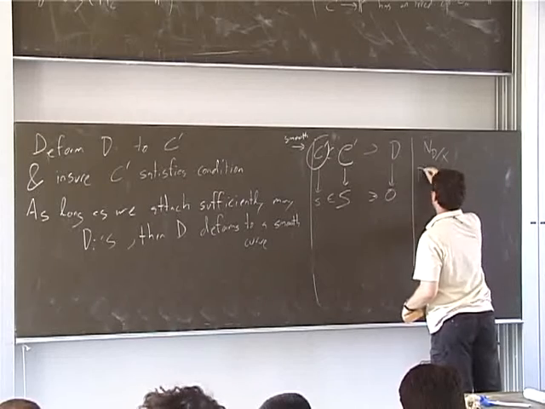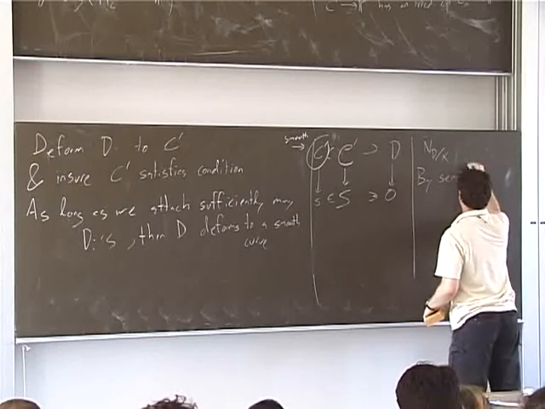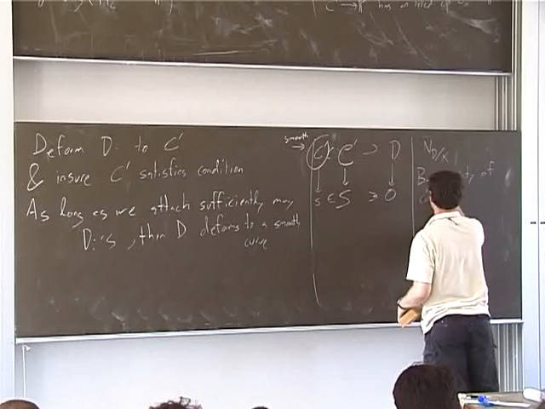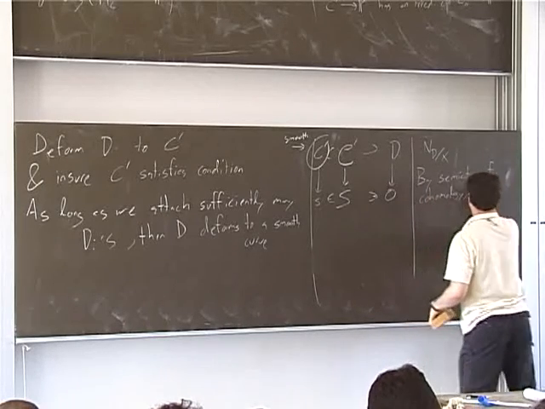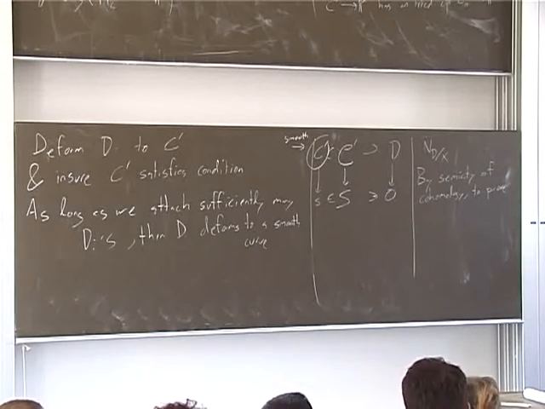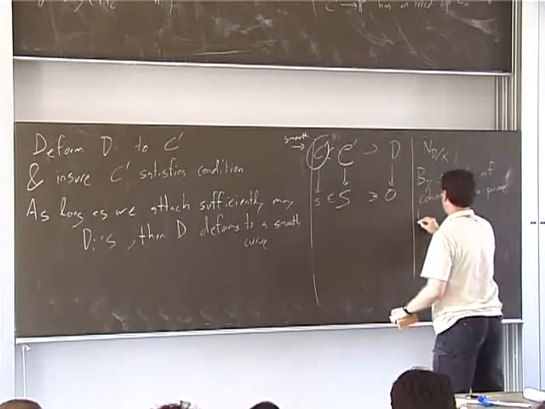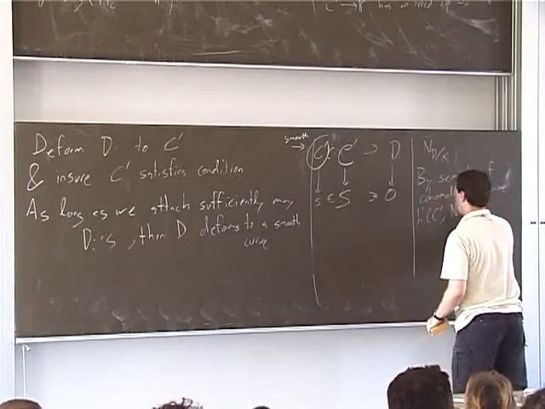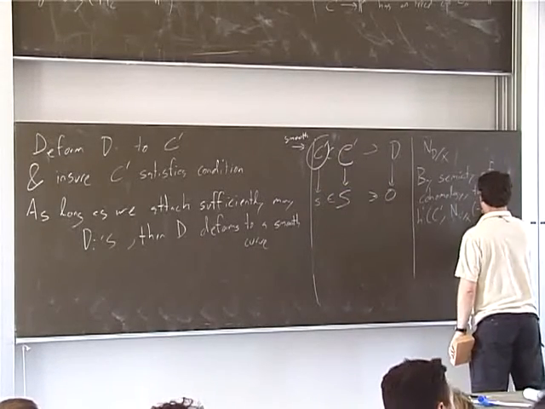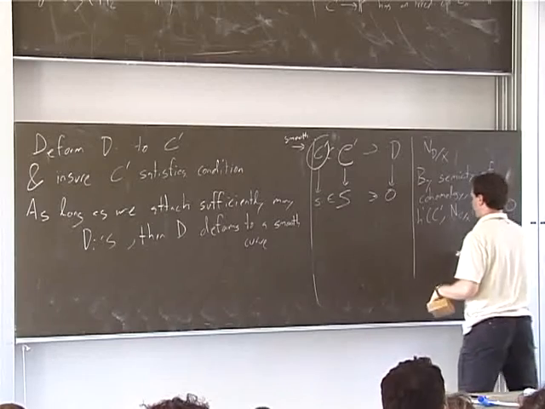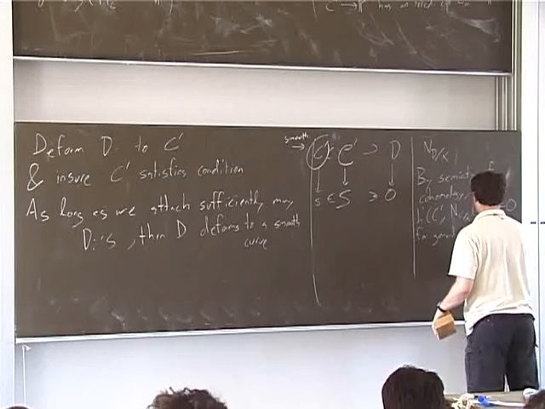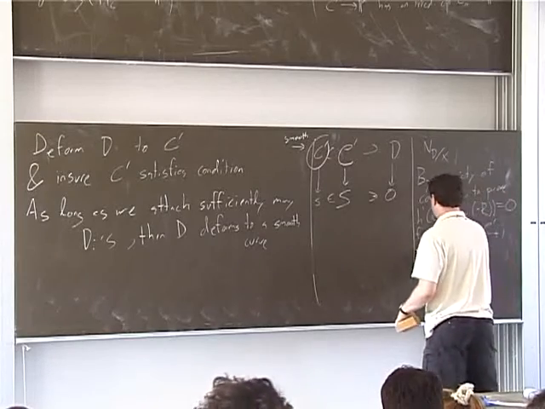So by semi-continuity of cohomology, to prove this statement that H1 of the normal bundle of C prime equals 0 for general C prime, where C prime will be a general fiber of this family, it suffices to prove this for D.